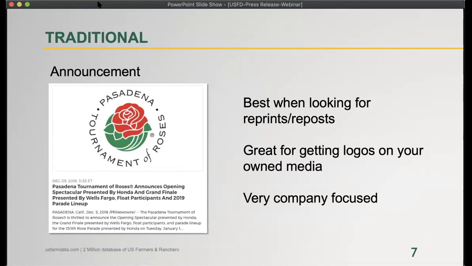The feature of these is that they're all about you. And as such, it really needs to be super interesting in order for it to get picked up for earned media.